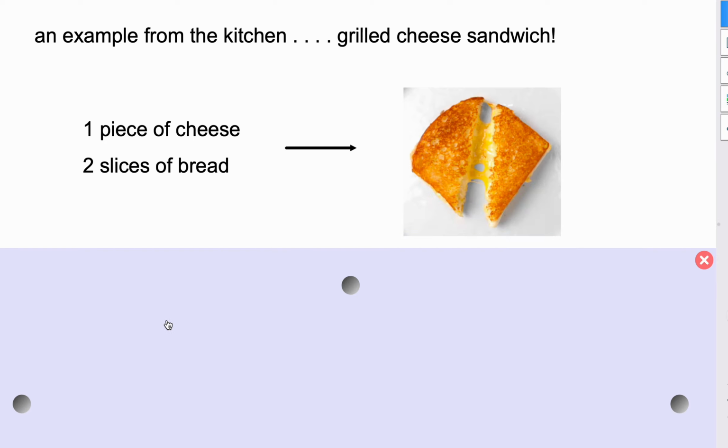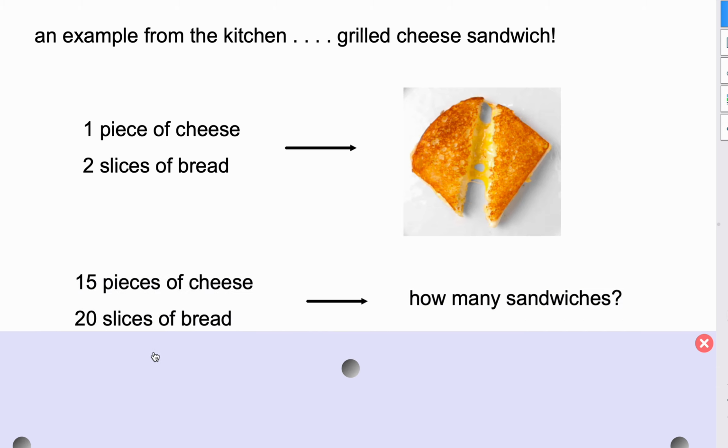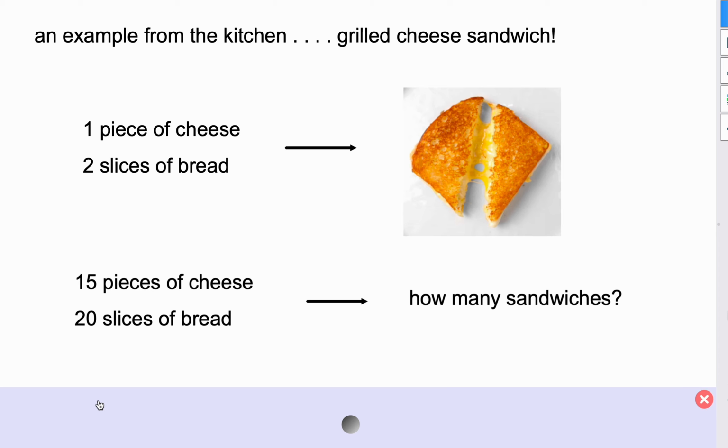That looks good. To make a grilled cheese sandwich, you need 1 piece of cheese and 2 slices of bread. So suppose I go into my kitchen and I see that I've got 15 pieces of cheese and I've got 20 slices of bread, and I want to know what's the maximum number of sandwiches that I can make. Well, one of the 2 ingredients is going to be the limiting ingredient. That is, it will control how many sandwiches I can make, and one of them is going to be left over. Now, what I can do is predict how many grilled cheese sandwiches I can make starting with cheese and how many I can make starting with bread, and then compare them.